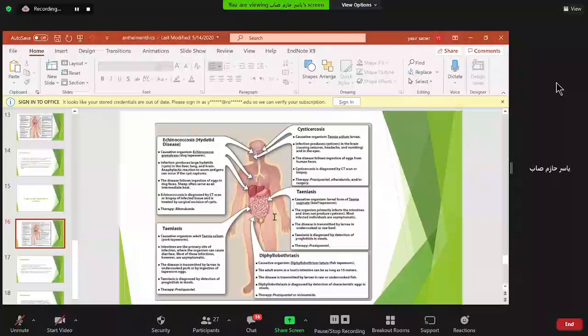The fish tapeworm causes diphyllobothriasis, and the adult worm in the host intestine can be as long as 15 meters. The disease is transmitted by larvae in raw or undercooked fish. Diphyllobothriasis is diagnosed by detection of characteristic eggs in stool, and therapy is praziquantel and niclosamide.